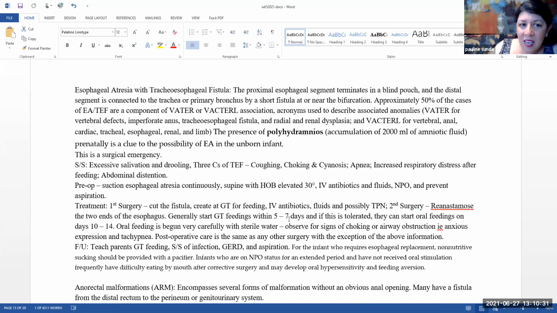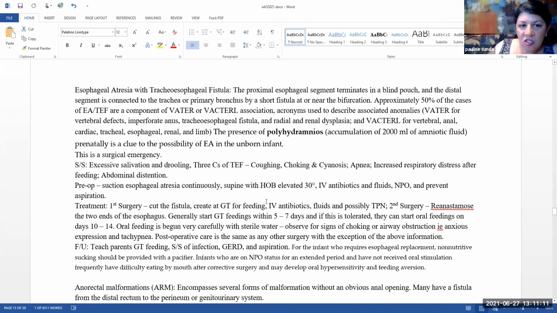Approximately 50% of the cases of esophageal atresia with TEF are a component of VATER or VACTERL syndromes. And please note, these are acronyms that describe multiple anomalies. So please read through these in your textbook. I'm not going to go through every single anomaly. Know that the presence of polyhydramnios, which is an accumulation of 2,000 milliliters of amniotic fluid prenatally, is a clue to the possibility of esophageal atresia in the unborn infant.